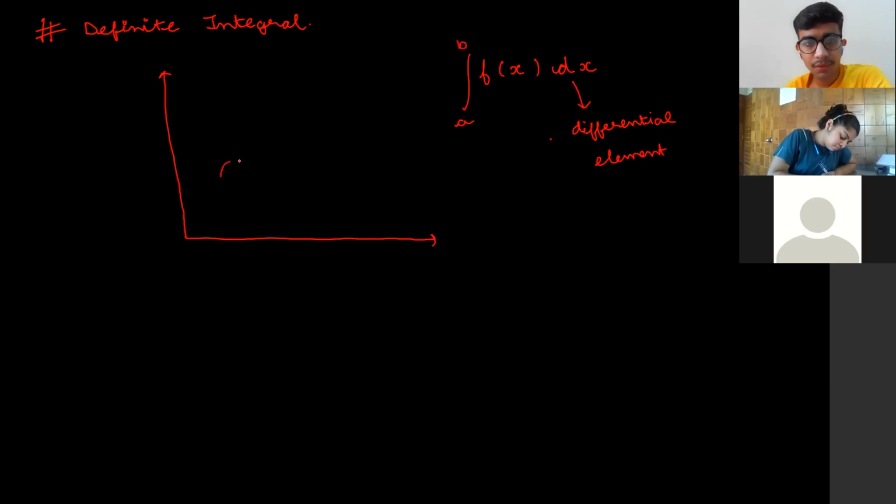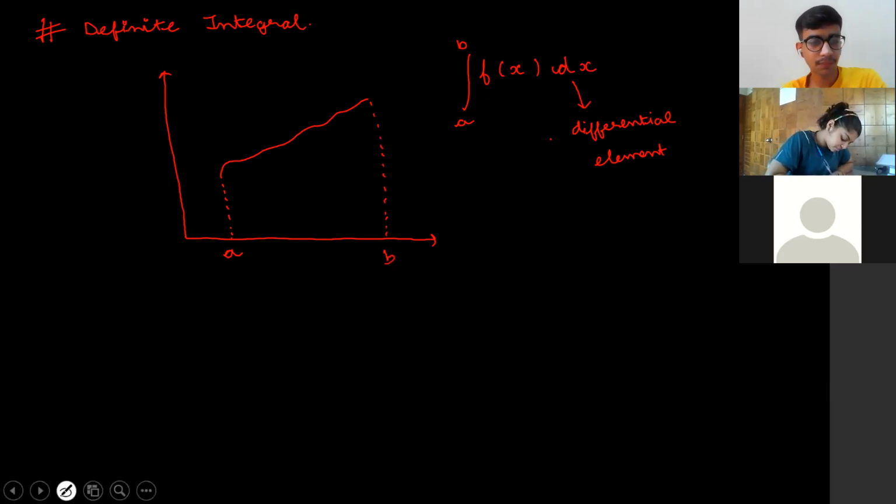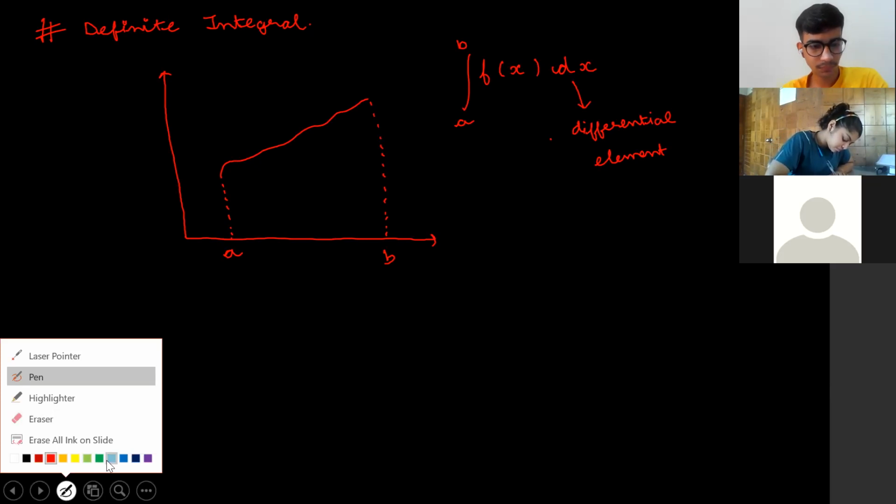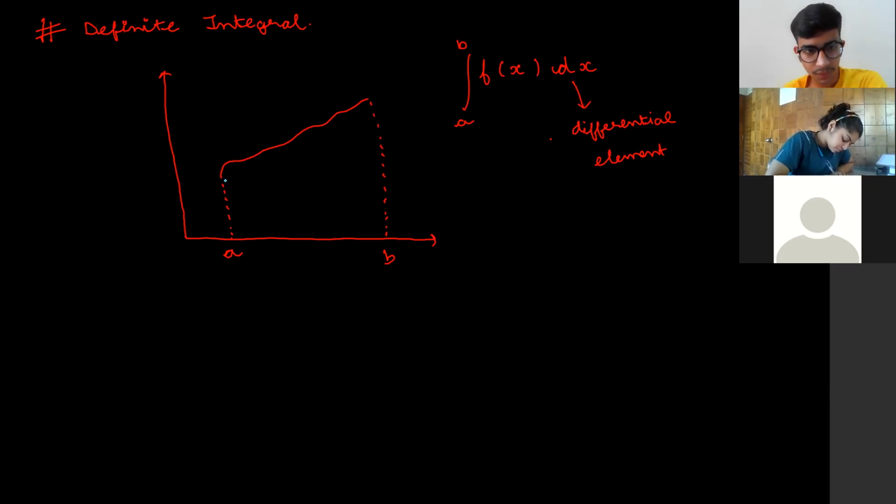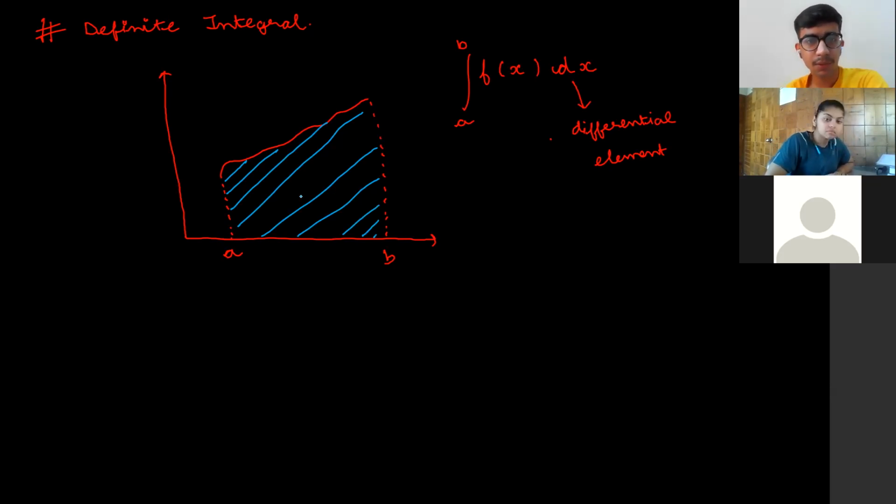So let's say f(x) looks something like this. This is a. This is b. So the integral from a to b of f(x) dx will give this area, the area bounded by f(x) with the x-axis. The integral of f(x) dx from a to b will give this blue region's area.